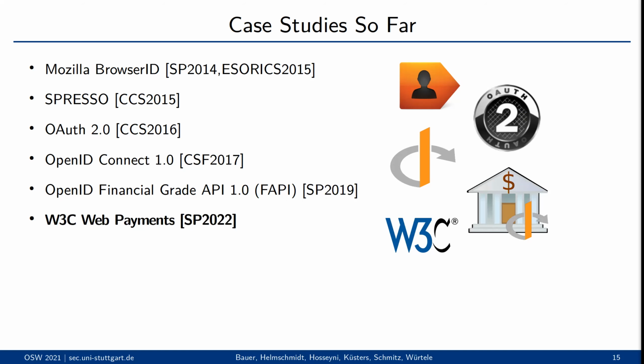So the last analysis we finished was on the web payment API, which is a browser-assisted checkout protocol. Again, I won't go into details here, but as you might already guess, we found 2 new attacks on this protocol, and again proposed fixes and proved the security of the fixed protocol.